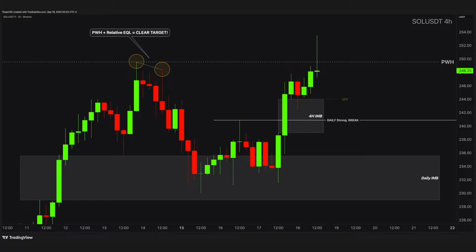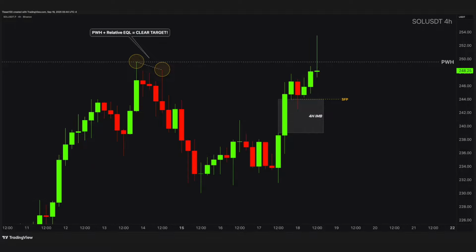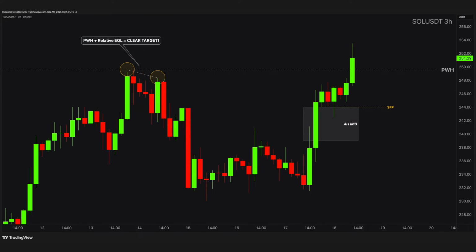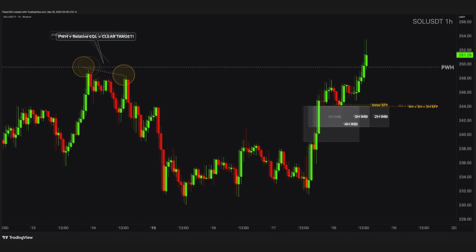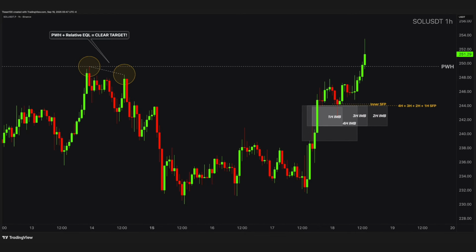Next, pay attention to the very large 4-hour imbalance that is combined with a swing failure pattern. That combination makes this chart structure even more interesting. Now moving down to the 3-hour chart, you will see a similar picture here. There's a clean 3-hour imbalance along with a 3-hour swing failure pattern. Then on the 2-hour chart, the same thing shows up again. We got another imbalance paired with a 2-hour SFP. Finally, on the 1-hour chart, you can see it once more. There's an imbalance along with an inner swing failure pattern.